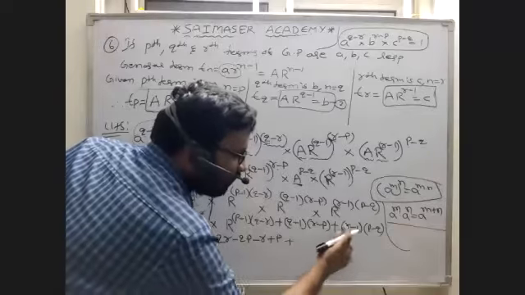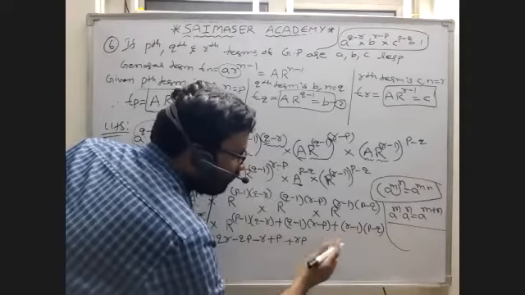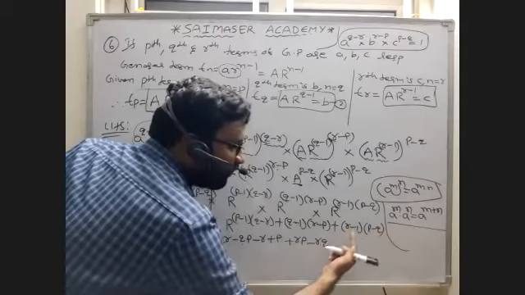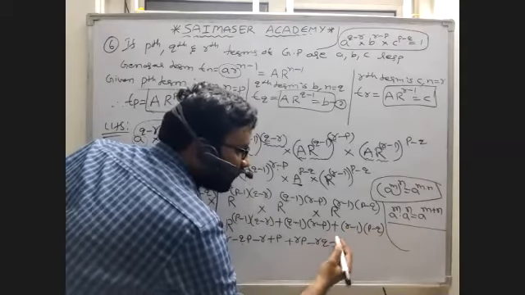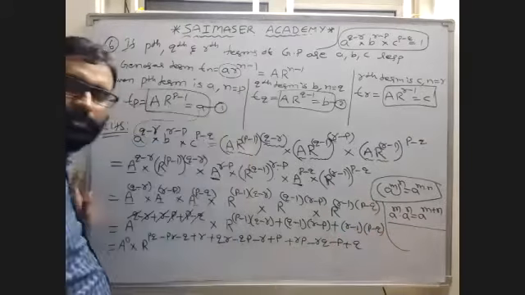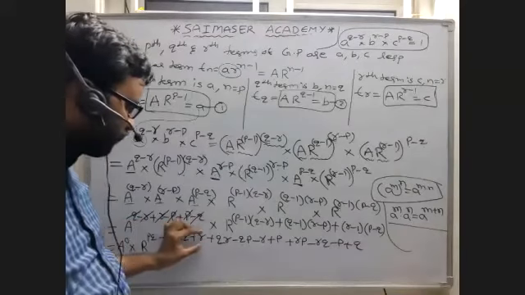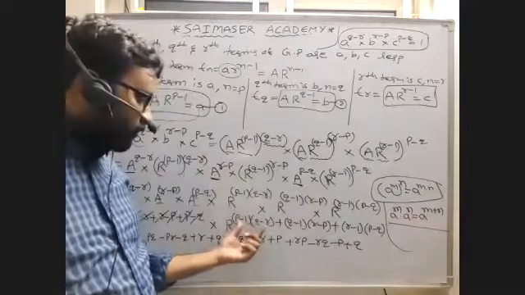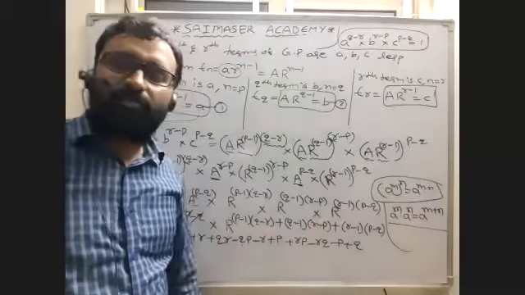Plus R into P, RP, and R into minus Q, minus RQ or QR, minus 1 into P, minus P, minus into minus, plus 1 into Q, Q. So these all are 12. 1, 2, 3, 4, 5, 6, 7, 8, 9, 10, 11, 12 terms you will get. Why? Because 2 to the 4, 2 to the 4, 2 to the 4, 4 threes are 12.